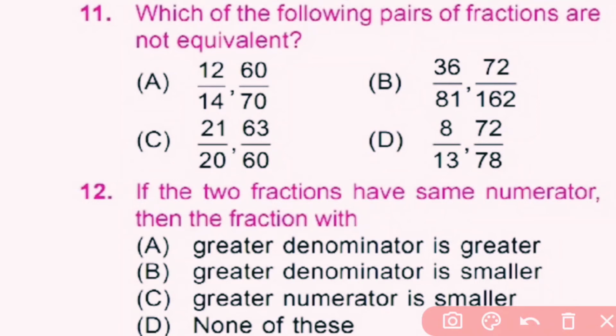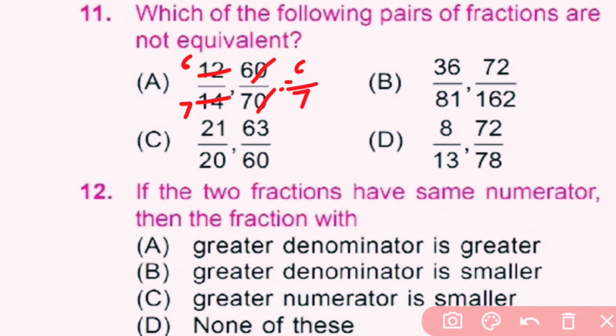Option A. Here 12 and 14 are divided by 2. So here 2 6s are 12 and 2 7s are 14, and here 0 gets cancelled, so the fraction will be 6 by 7. So they are equivalent.